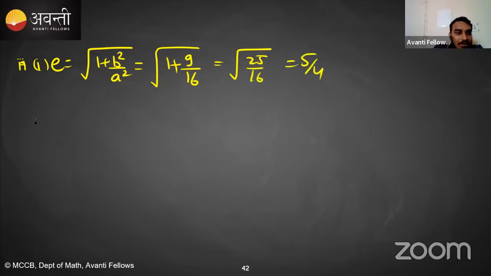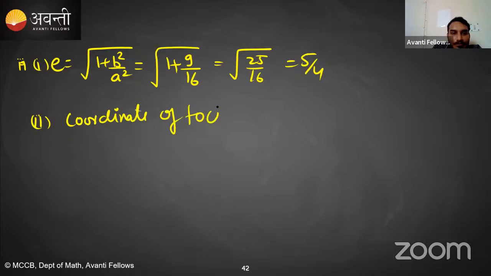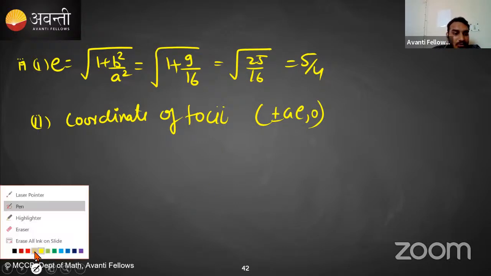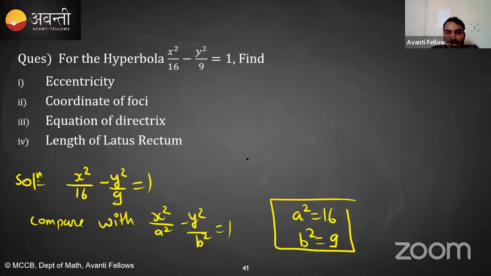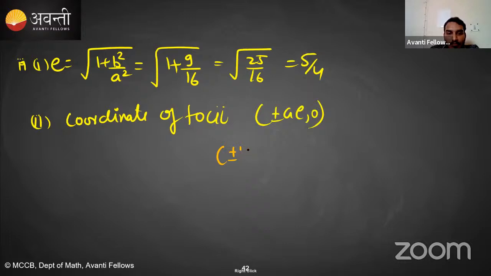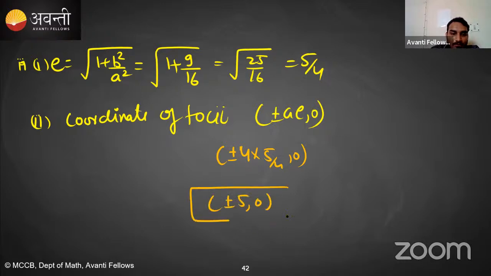Right? Now tell me students, what are the coordinates of focus? Remember, the coordinates of focus are plus minus a e comma 0. So just calculate a into e. A square is 16, so a is 4, into e which is 5 by 4, comma 0. So it means plus minus 5 comma 0 are the foci.